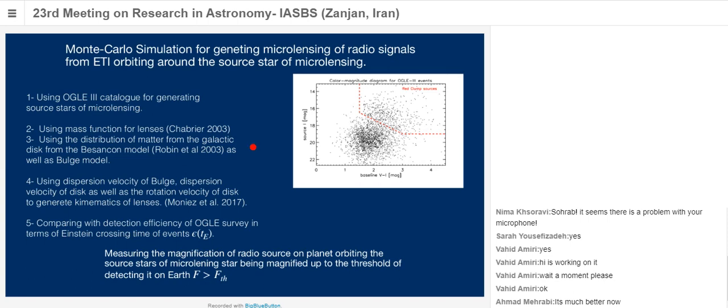So this is the detailed Monte Carlo simulation in this study, and we simulate the gravitational microlensing in the galaxy toward the galactic bulge. And at the end, we assume an advanced civilization orbiting around the source stars, and then by the gravitational lensing, we want to see if the flux that we are receiving from these planets is larger than the threshold of our radio telescopes.